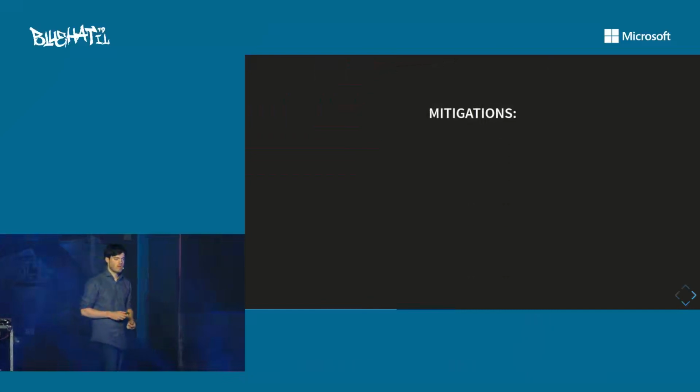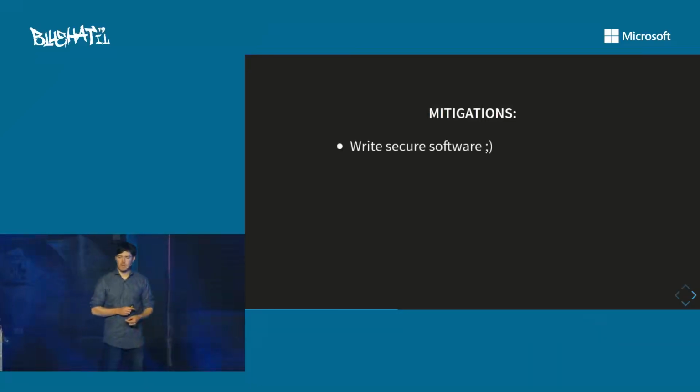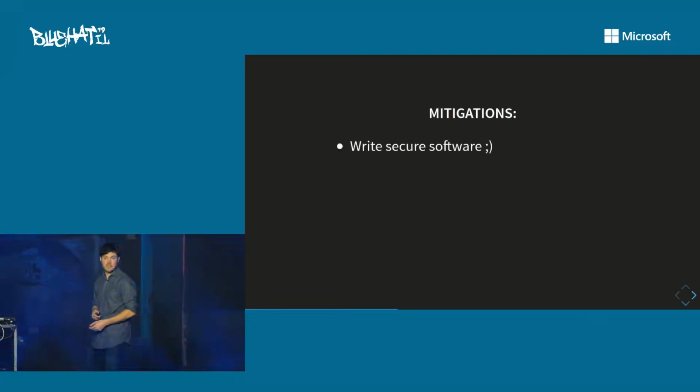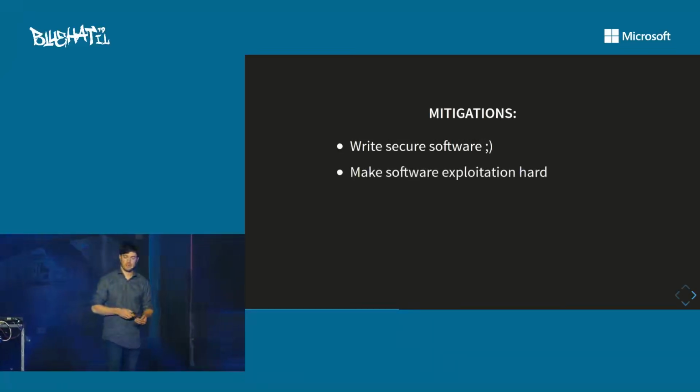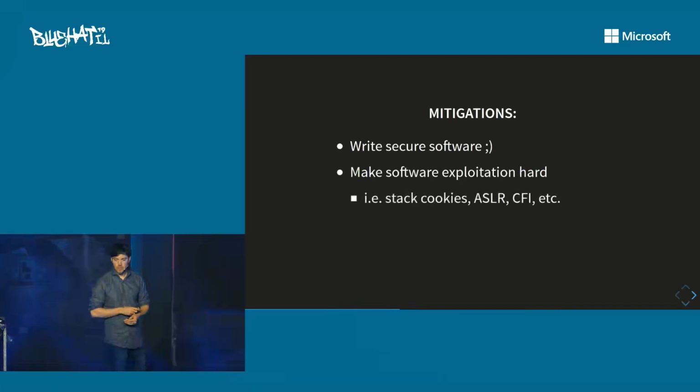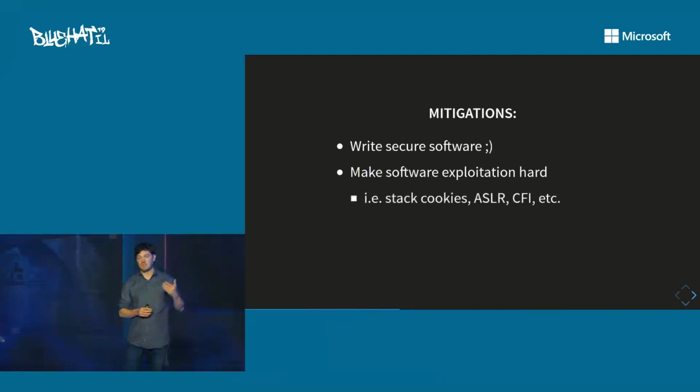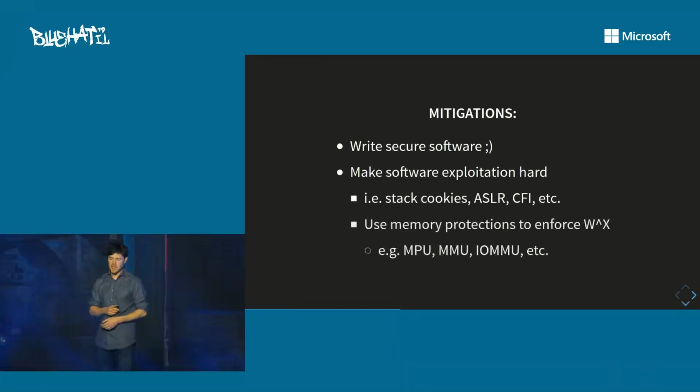So how could they have mitigated this? Well, they could have just written secure software. So I got complaints. Sadly, that's not an acceptable answer. So they should have tried to make software exploitation harder. They could have used, for instance, typical mitigations like stack cookies, ASLR, CFI. They could have used memory protections to enforce write XOR execute. They could have used MPUs, MMUs, IOMMUs.